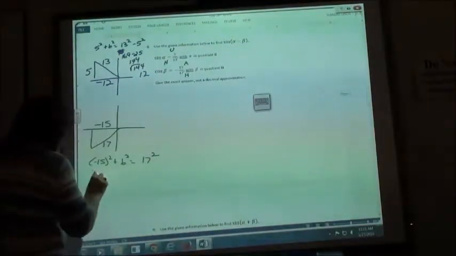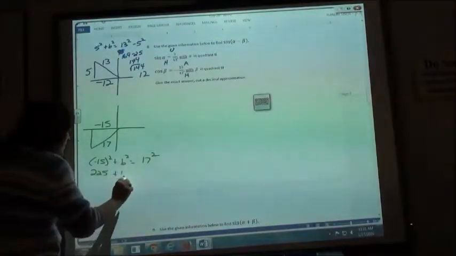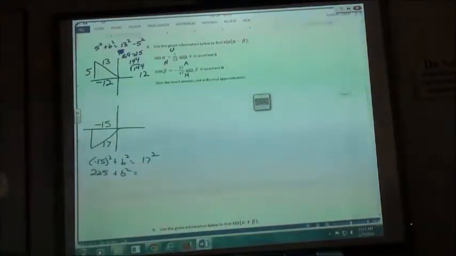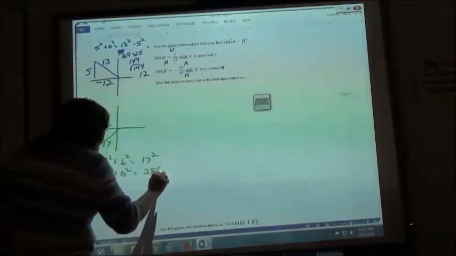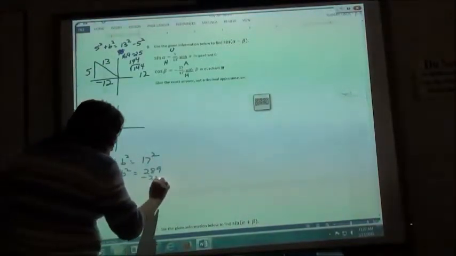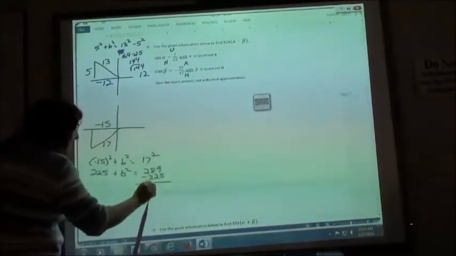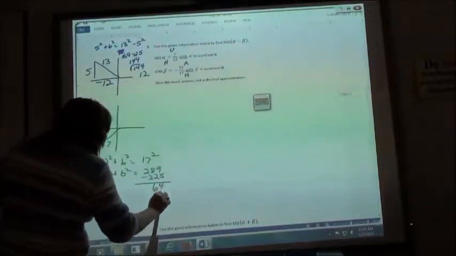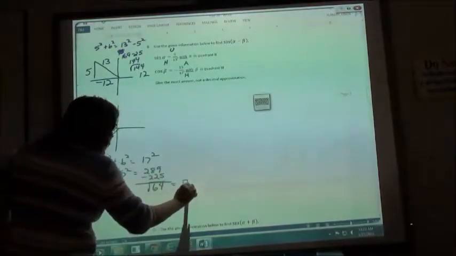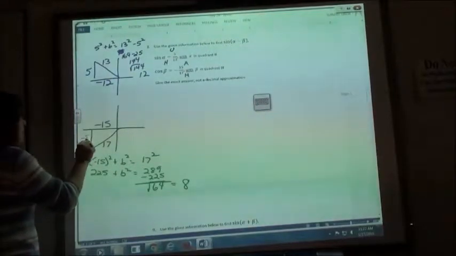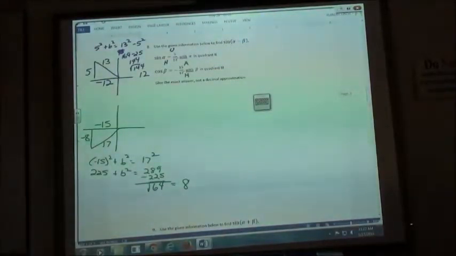17 squared is going to be 289. So if I subtract my 225, I get 64. Square root of that would be 8. I'm going down, so I have to have a negative 8 there. So I've got my two reference triangles.